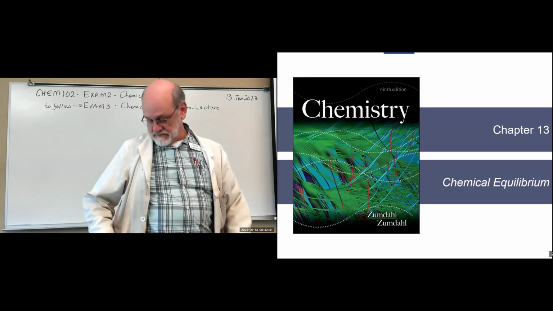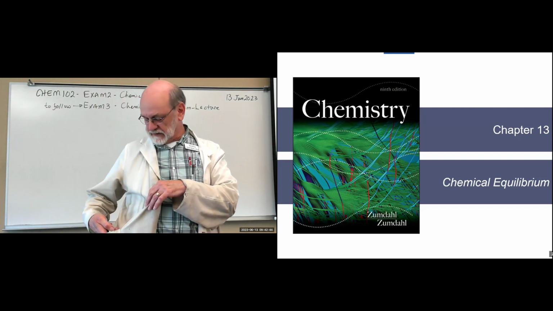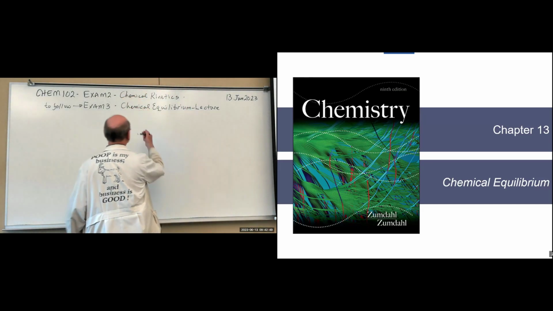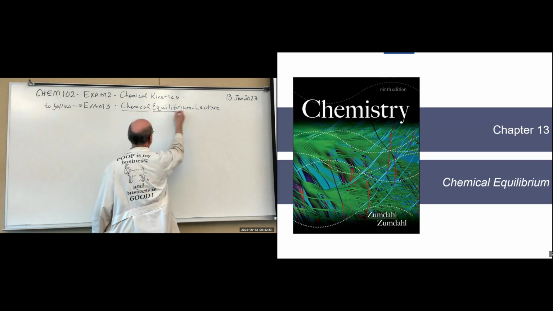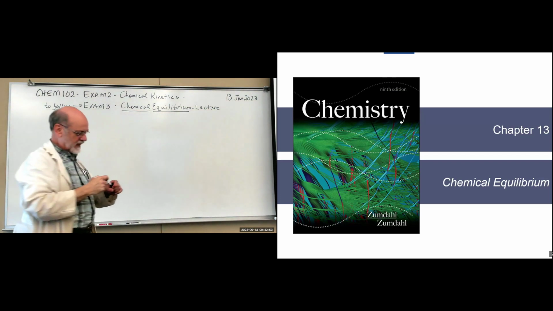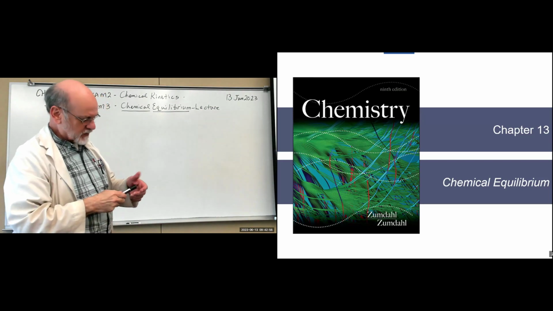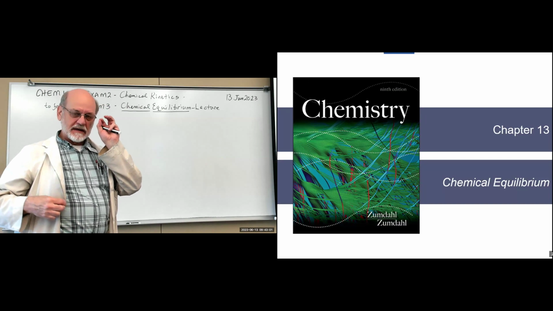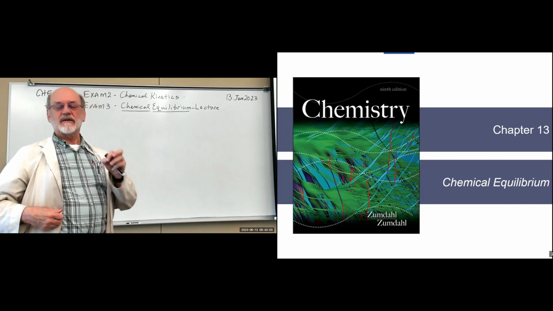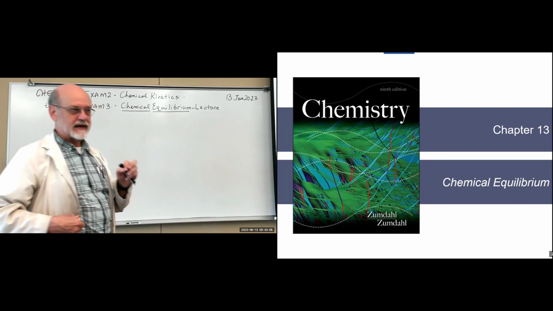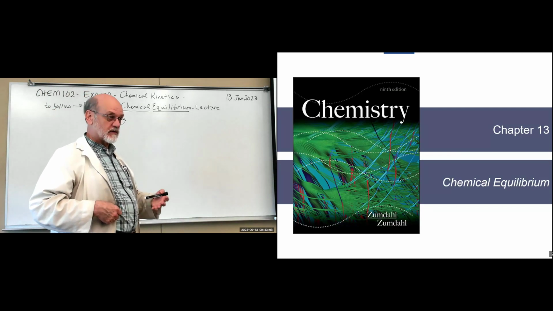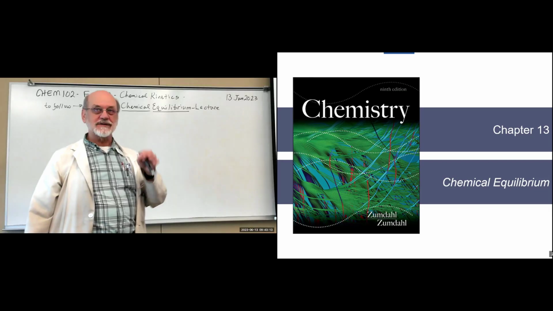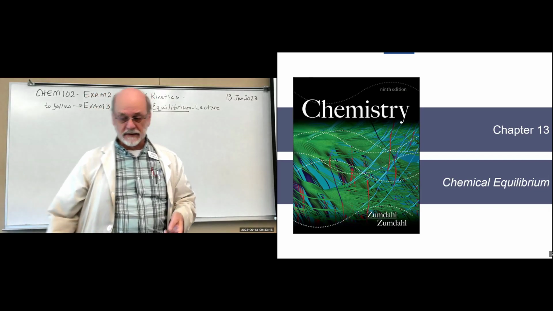So we're going to get chapter 13 under our belt today. Chemical equilibrium. Like I mentioned for the last chapter, we do chemical kinetics first because chemical equilibrium is dependent upon kinetics. In other words, the speed of a reaction is integral to understanding chemical equilibrium.